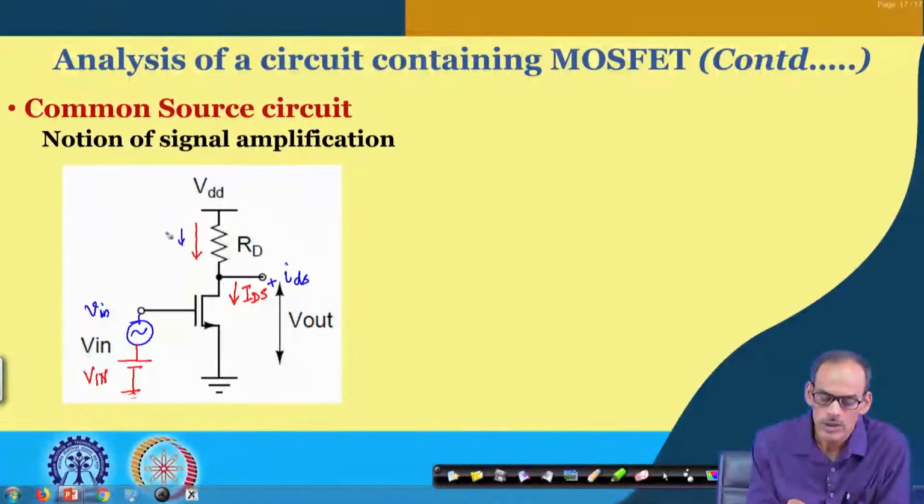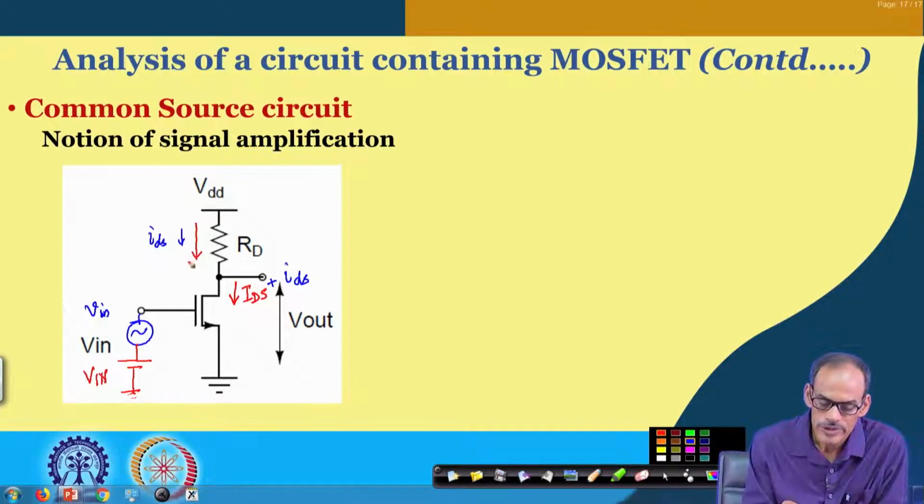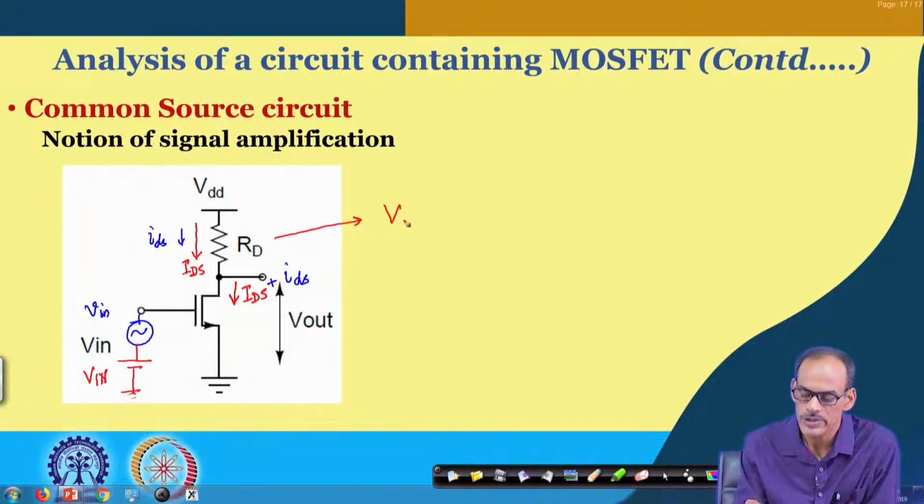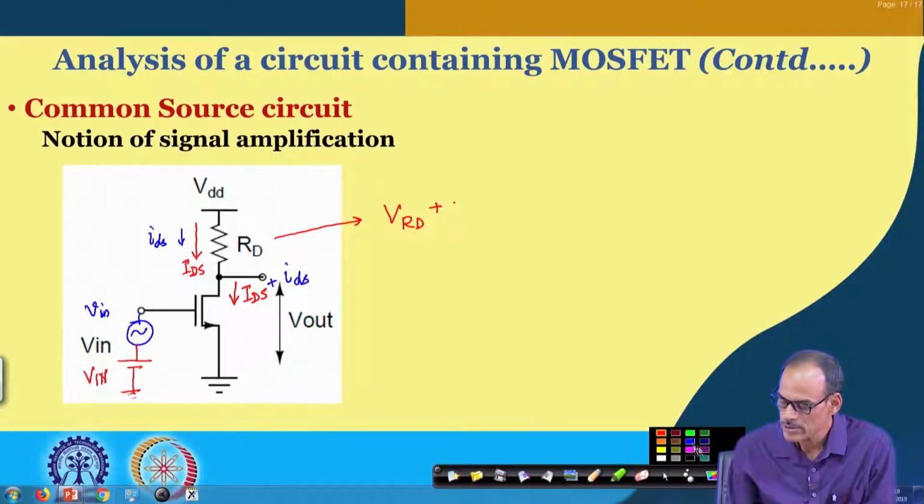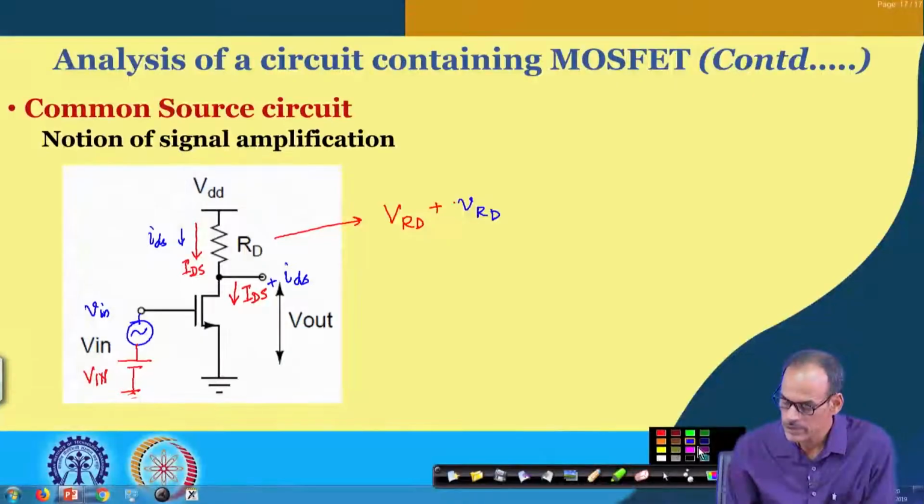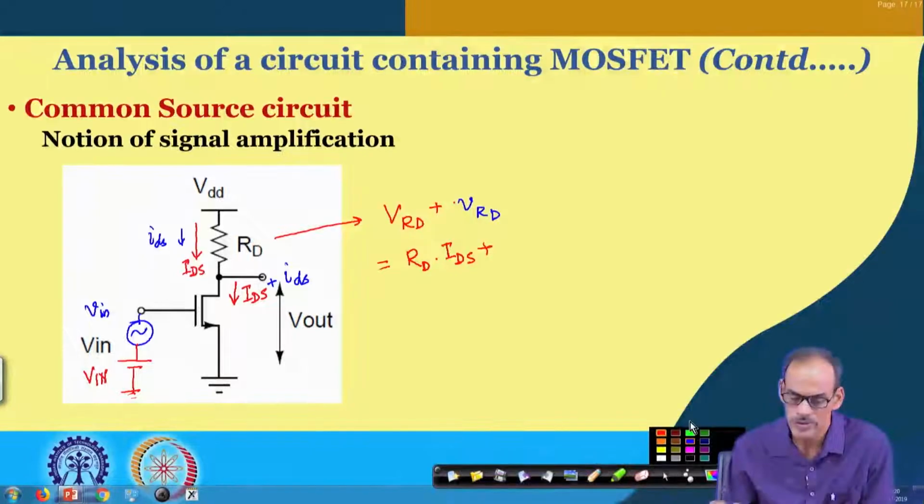So, while these two currents are flowing through this resistor, both I d s and capital I d s, they are flowing through this resistance. So, that makes the drop across this R d as V R d plus small V R d. In fact, if you see here, this V R d part is R d multiplied by capital I d s, and the signal part, on the other hand, is R d into I d s.